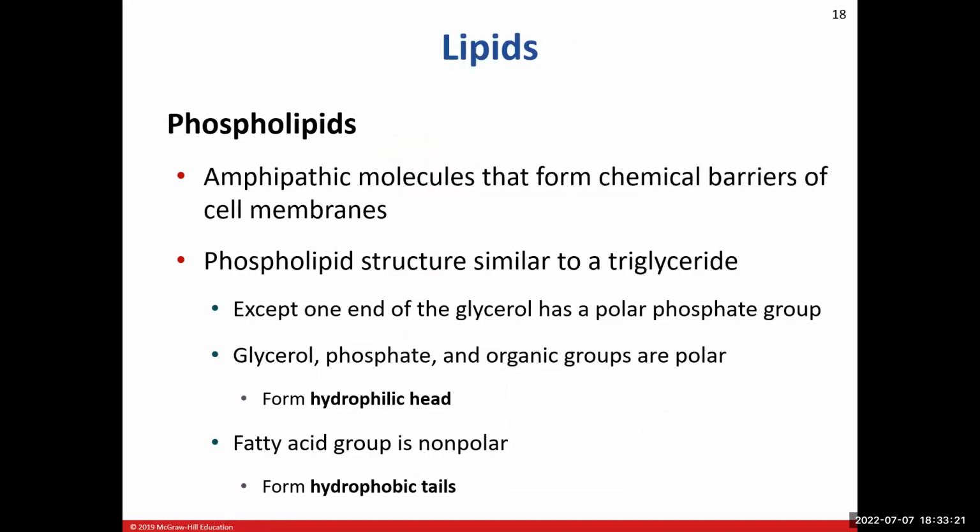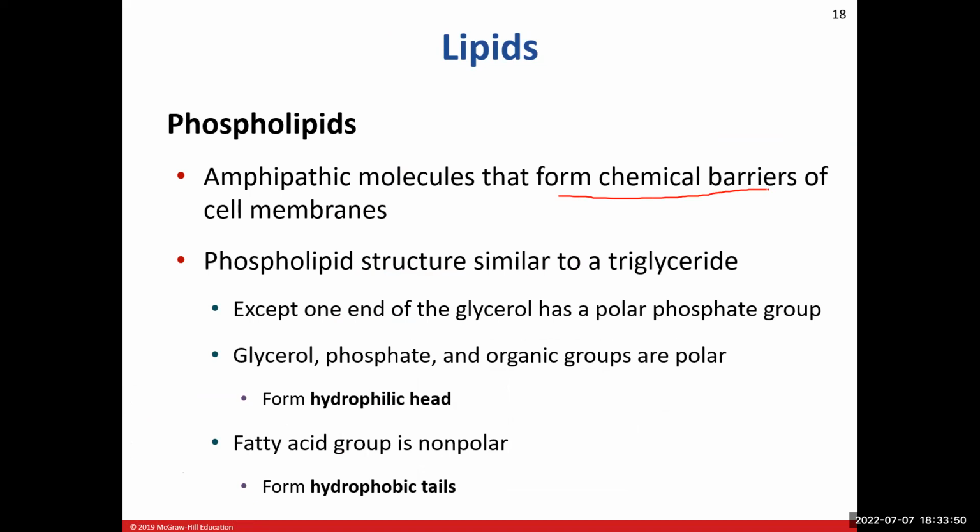Phospholipids are the next type of lipids. And these phospholipids, like I said, are a major component of our plasma membranes. And they literally will form a barrier between the internal environment of the cell and the external environment of the cell.